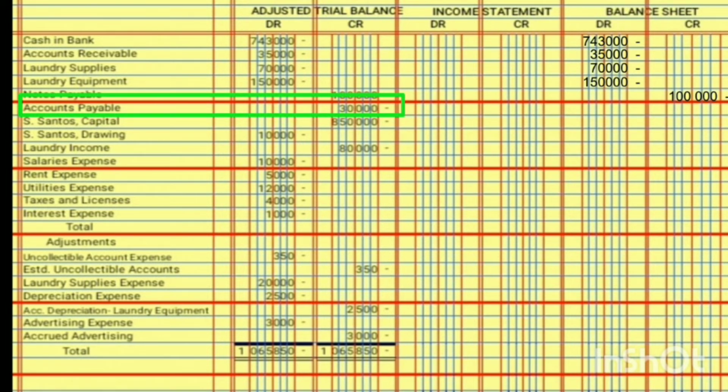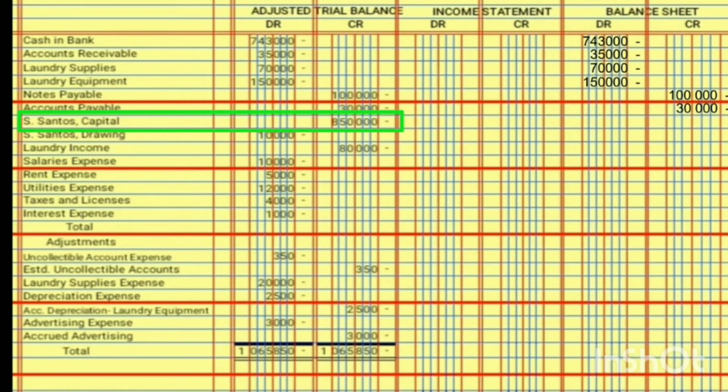Next is accounts payable, 30,000 credit. So accounts payable is a balance sheet or a real account. So we're going to extend it in the balance sheet column, and that is in the credit side. We have 30,000. Next is S. Santos Capital, 850,000 credit. So capital account is a real or a balance sheet account. So we're going to extend this one in the balance sheet column. So we have here 850,000 credit.